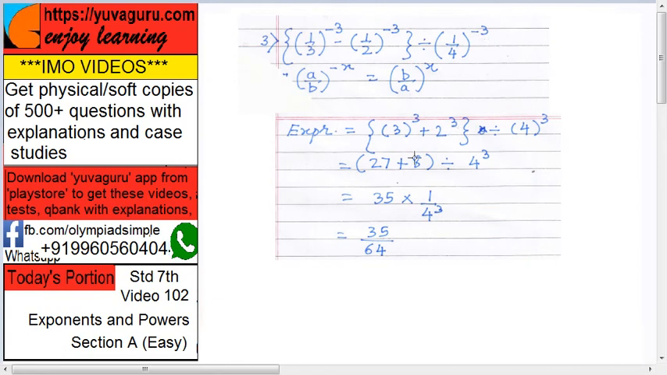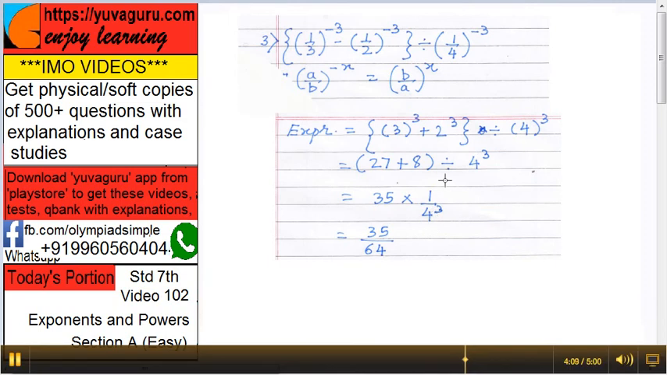So now it's easy. Just solve. 3 raised to 3 is 27. This is 8, divided by 4 cube. You need not solve this, you keep it as it is. So 27 plus 8 is 35 into 4 raised to 1, divided by. So when it becomes multiply, it becomes 1 upon 4 cube. Yeah, you will have to solve. I thought if something gets cancelled. So 35 upon 4 cube, which is 64.